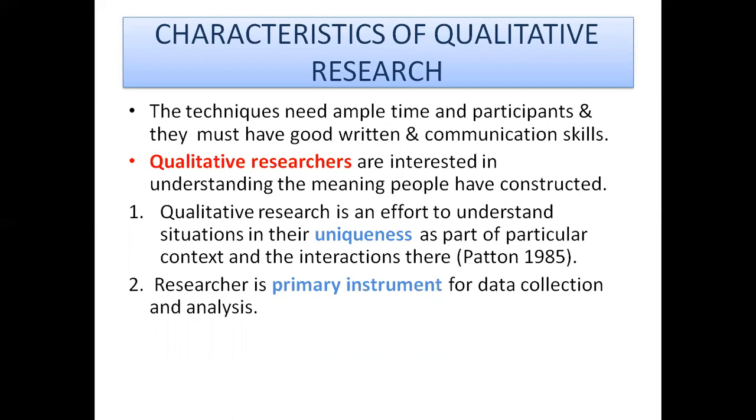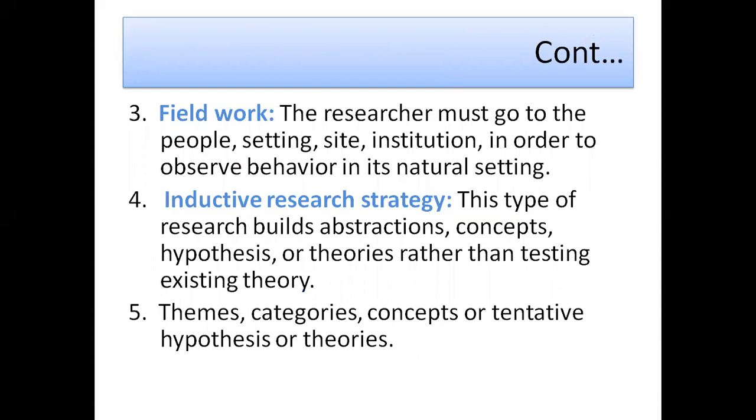A second characteristic feature of all forms of qualitative research is that the researcher is the primary instrument for data collection and analysis. A third characteristic feature of qualitative research is the fieldwork. The researcher must go to the people, setting, site, or institution in order to observe behavior in its natural setting. While the fourth characteristic feature of qualitative research is that it uses an inductive research strategy. This type of research builds abstractions, concepts, hypotheses, or theories rather than testing existing theory.